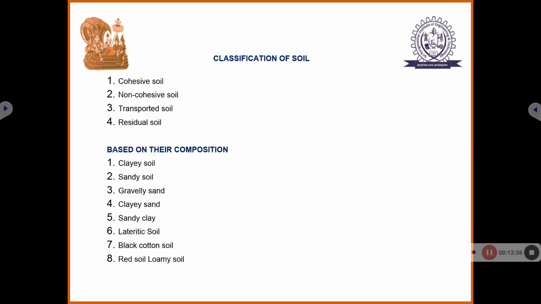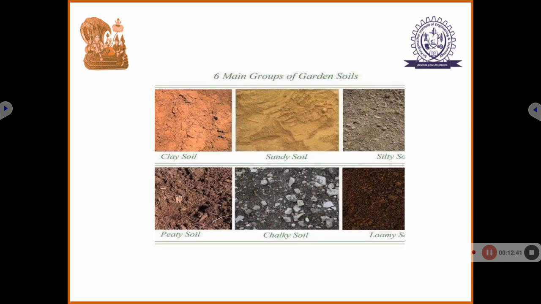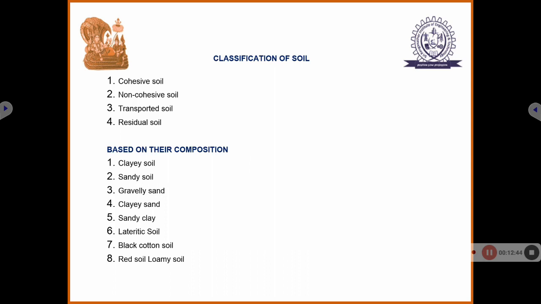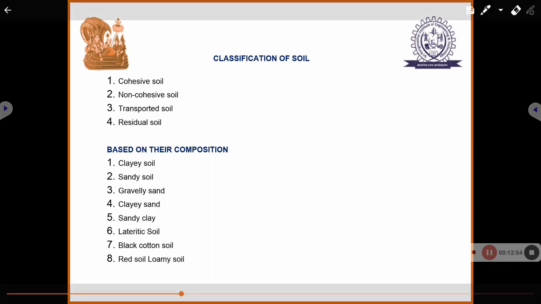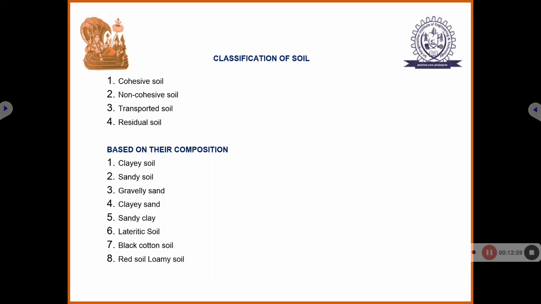Now, let us go to the second topic, classification of soils. What is the classification of soil? Cohesive, non-cohesive, transported and residual. Based on the composition of the soil, we can go into another distribution of types of soil. That is, we can categorize clay, sand, gravel, laterite, black cotton and red soil. So these are all based on the composition of the materials present inside it.